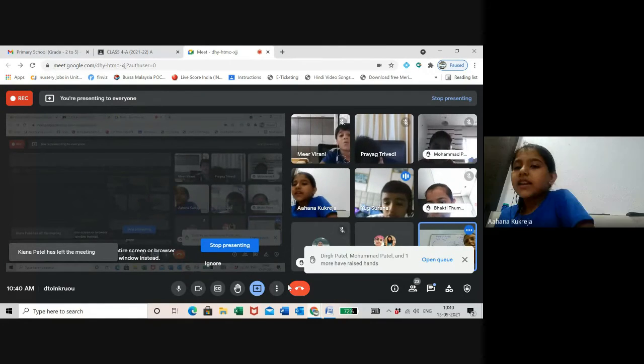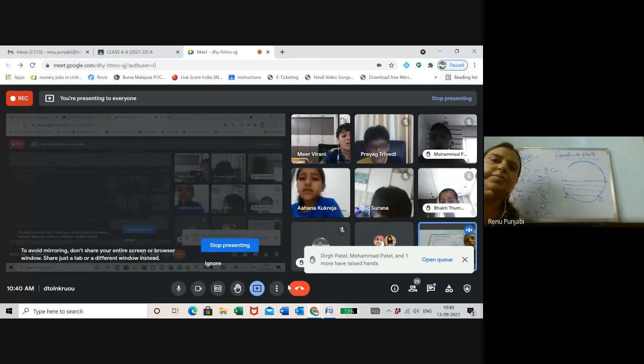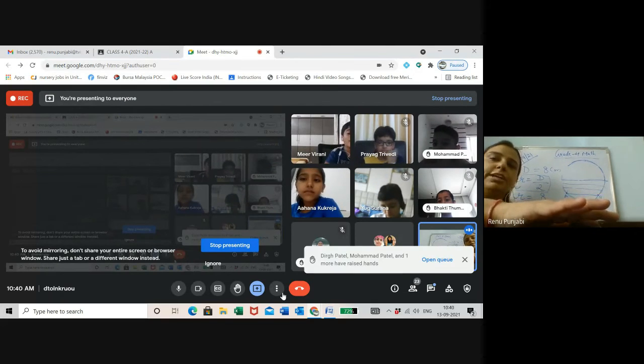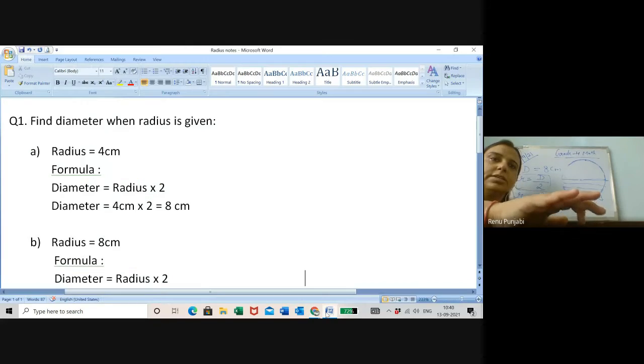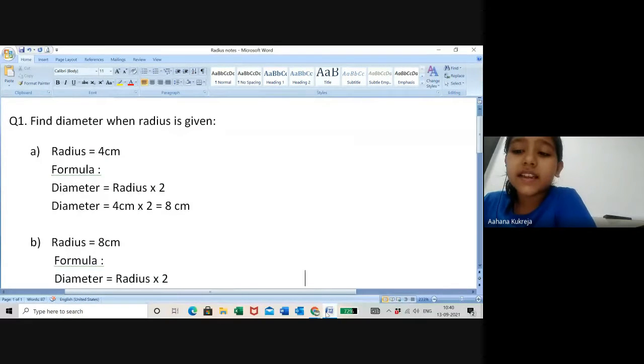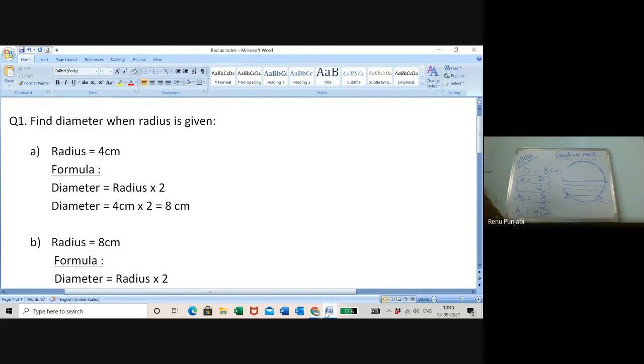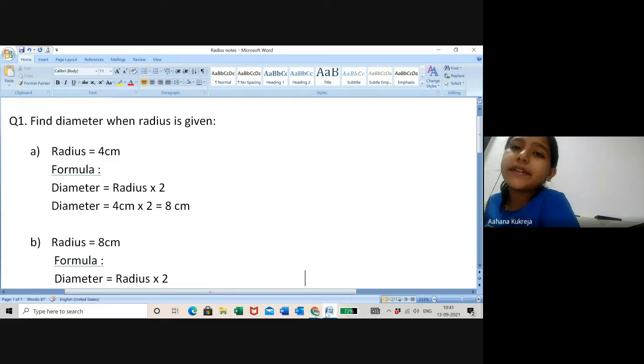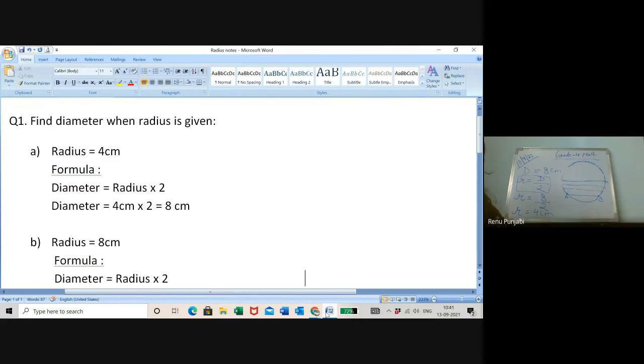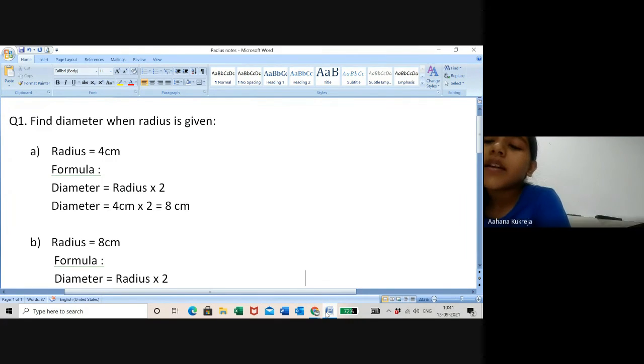Ma'am, can you scroll down? Ma'am, can I give you one example? Yes. I am giving that radius is equal to 6 centimeters. Radius equals how many centimeters? 6 centimeters. Okay. So the diameter will be?